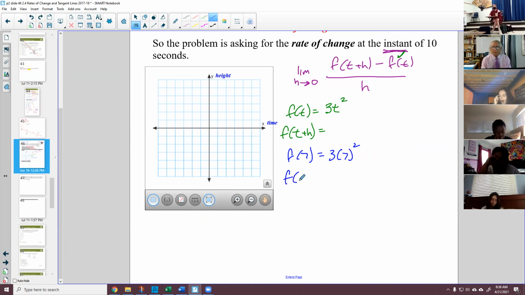Maria, I want f of p. How would I do that? So you just plug it in? So 3 times p squared? Yes. But I don't want either of those. I want f of t plus h. So what is it?